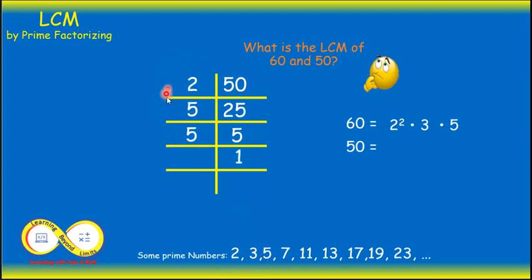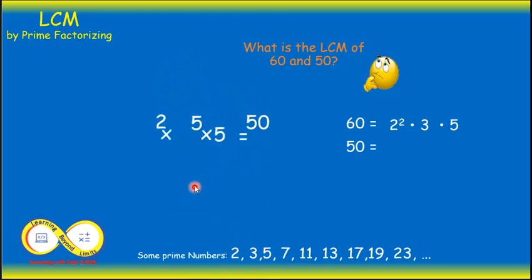And here are the prime numbers that we are using. 2 times 5 times 5, like there. So now when we put it over here, we have 2 and 5 exponent 2. Notice how we have 5 exponent 2 because we have two 5's. We have 5 2 times, okay?